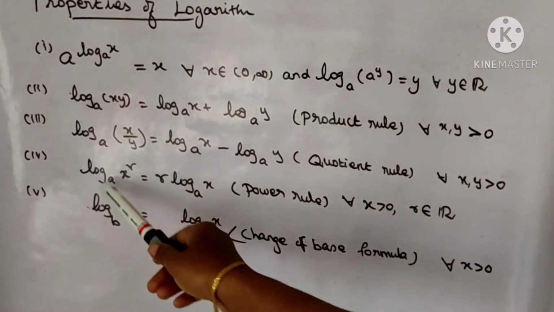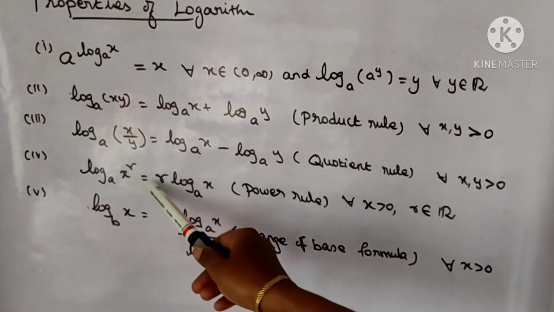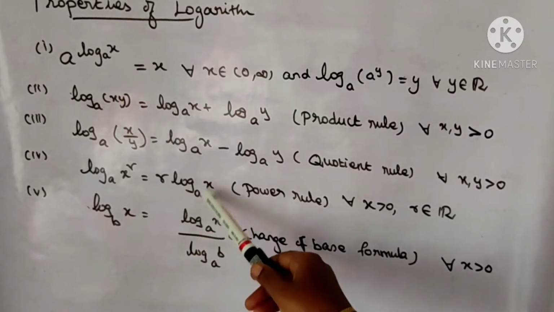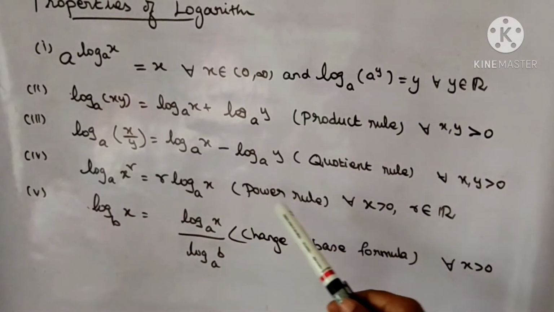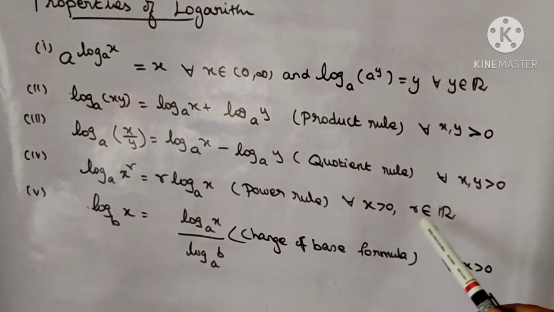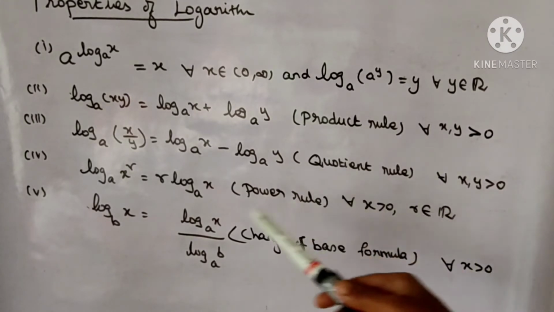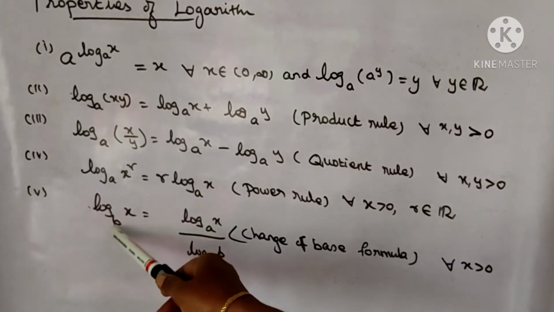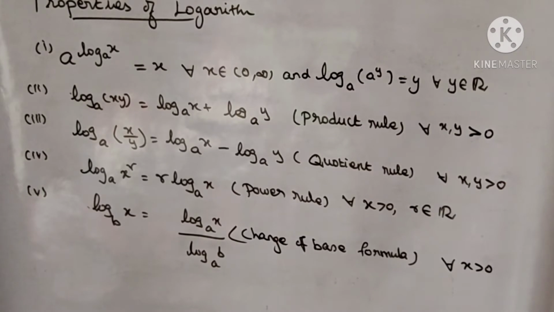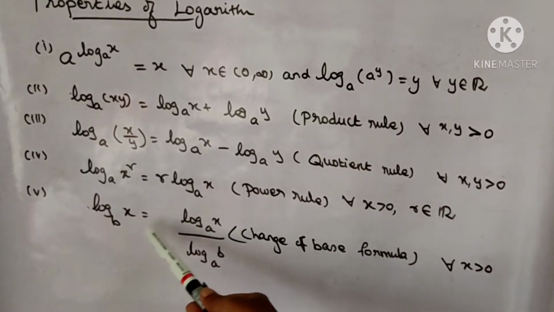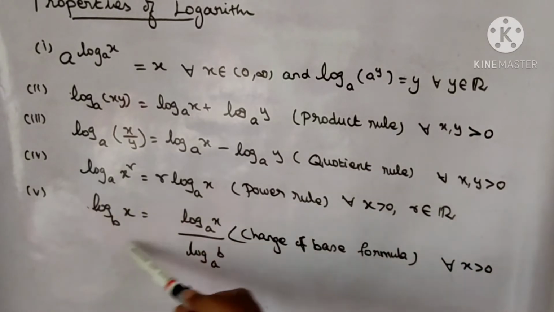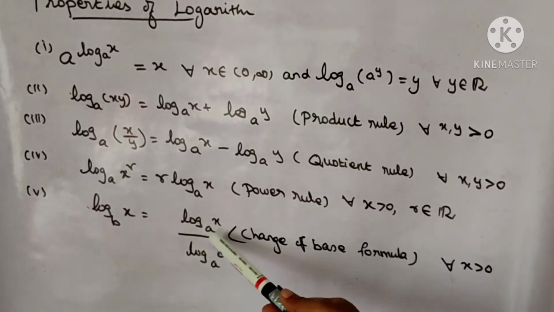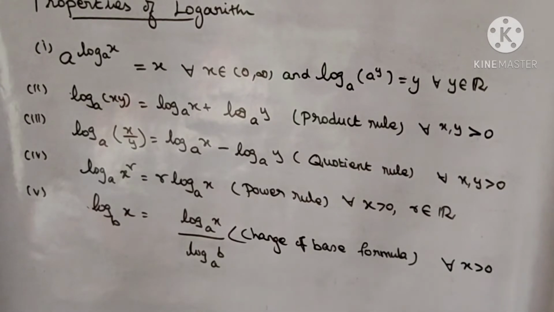Then the fourth result is log base a of x power r is equal to r into log base a of x. This is the power rule, for all x greater than 0 and r belongs to the real numbers. And the fifth result, if we want to change the base value, we can use this result. Log base b of x is equal to, if we want the base value a, we rearrange this term: log base a of x by log base a of b. This is the change of base formula for all x greater than 0.